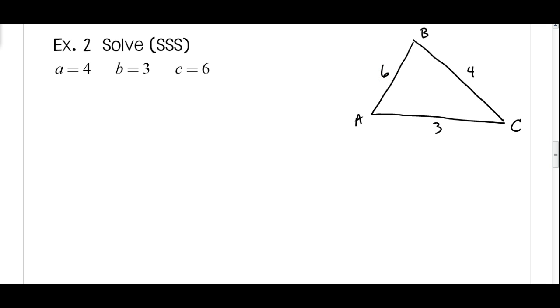Now, an important note that I want to mention here is that whenever I'm solving a problem like this, I always like to start by finding the largest angle first. Now, if you're going to use law of cosines throughout the entire problem, this doesn't become as much of an issue.